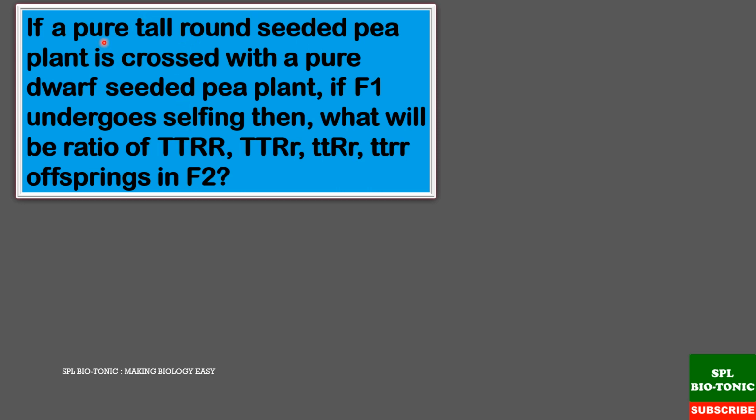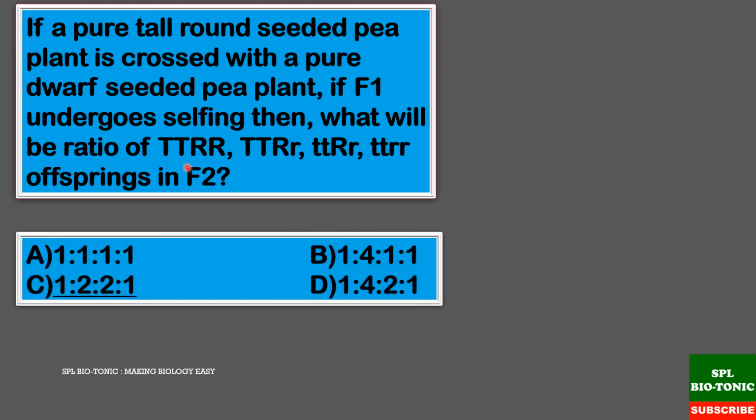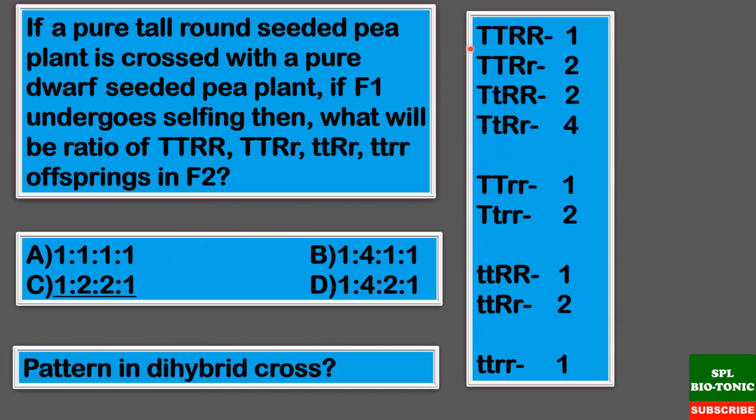Now here the question pattern is the same, but we are asking what is the ratio of these offsprings in F2. Now the pattern which we have discussed. The question asks about the ratio of capital R capital T, capital R small t, small r capital T, and the last one is small r small t. Now students, once you know this pattern, you can come to the answer, like 1 is to 2 is to 2 is to 1, in less than 10 seconds. So I request you all to adapt this pattern first, and you can get the answers of such questions quickly.